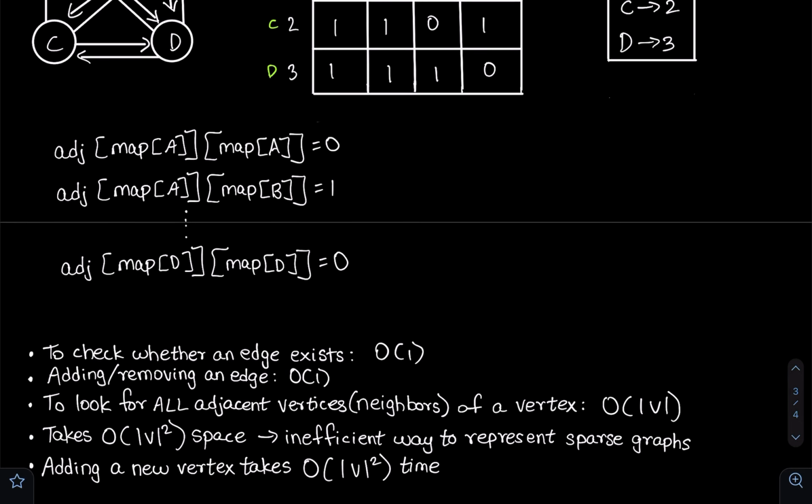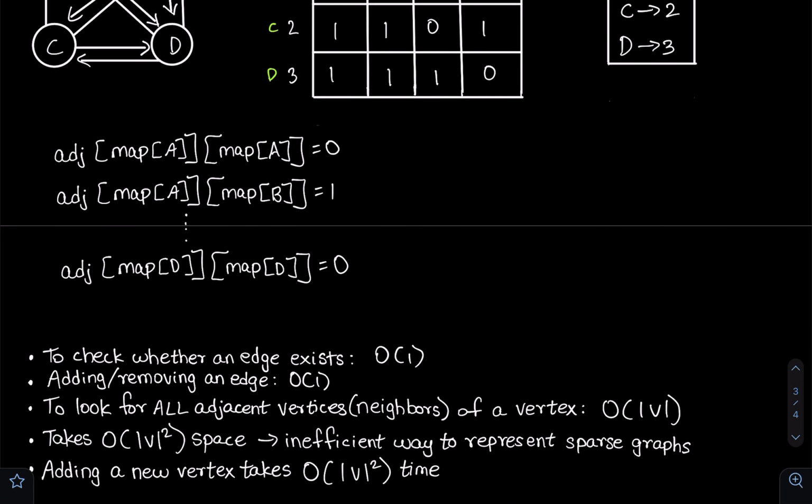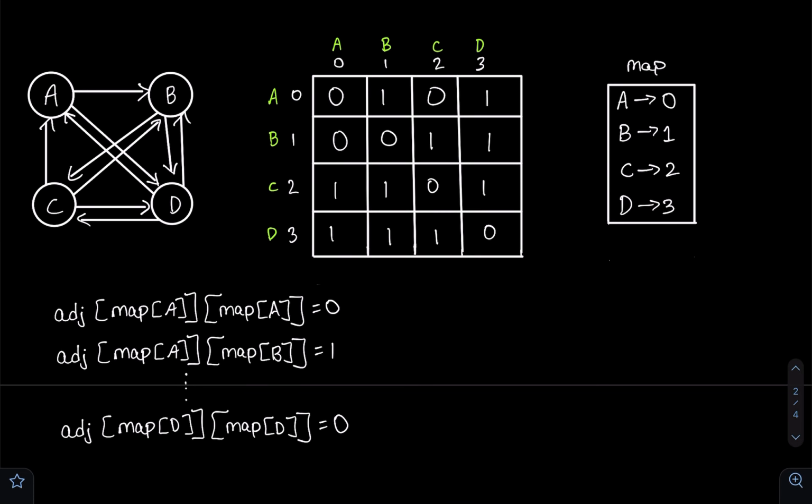And adding a new vertex will take big O of the number of vertices squared time, because when we already have a 4 by 4 matrix and want to add another vertex, let's say E, we would have to create a whole new matrix, which will now be a 5 by 5 matrix, populate it with all the values of the previous matrix, and add or remove the edges as per the need of the new matrix. So that is it for the adjacency matrix.